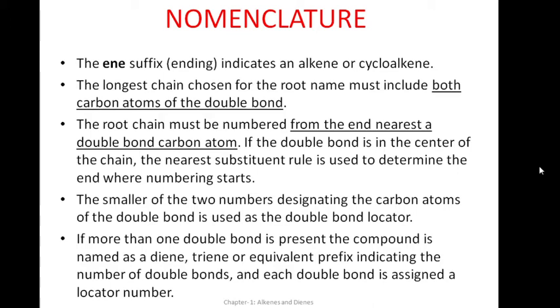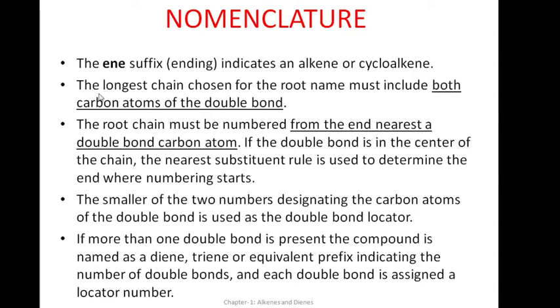We have similar things with respect to alkene nomenclature. There we had ANE as suffix. In alkenes, we have ENE. It is an ene, which means alkenes will have a minimum of one double bond. So the suffix to alkenes is ENE, which indicates an alkene or cycloalkene. It may be cyclic or it may be acyclic.